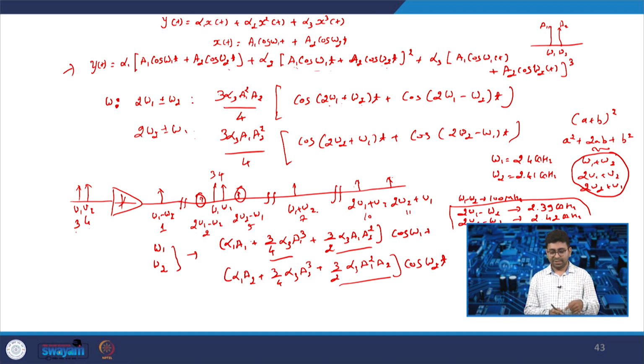So, this is not a desired tone and we need to analyze it, because other things we can easily filter out, but we cannot filter this out easily because it is very near to the frequency of interest. So, that is why when we try to find the intermodulation product, we need to consider 2 omega 1 minus omega 2 and 2 omega 2 minus omega 1.